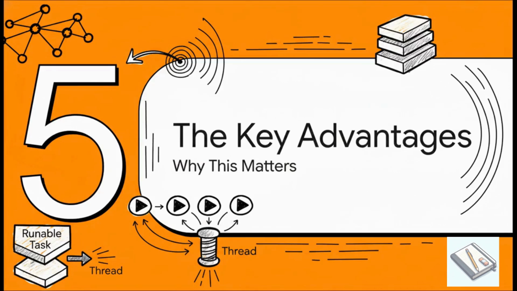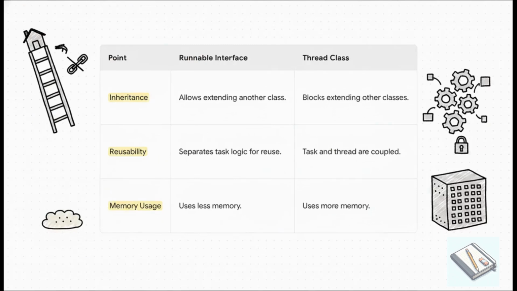Okay, let's bring this all home. We've covered a lot, but what are the key advantages? Why does all of this matter? Why is using Runnable almost always the right call? This chart really lays it all out. When it comes to inheritance, Runnable leaves you free to extend another class, while Thread locks you in. For reusability, Runnable is the clear winner because you've separated the task from the worker. And in terms of memory, you're just way more efficient creating lightweight task objects instead of a whole new Thread subclass every time.